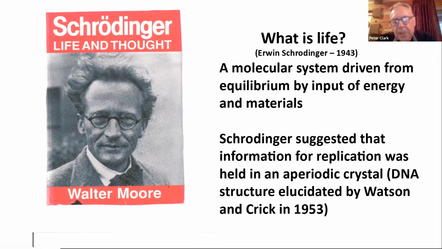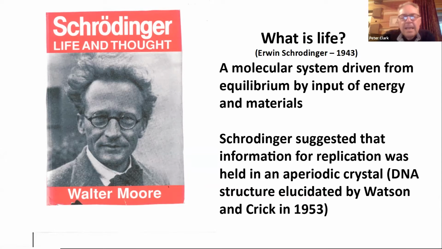And he also suggested that the information that was required to construct a cell was stored within chromosomes, which are known at the time within the nucleus of cells. And he called it an aperiodic crystal. And he said it must have some kind of code which contains all of the information. And this was 10 years before Watson and Crick deduced the structure of DNA. So it was a considerable insight.